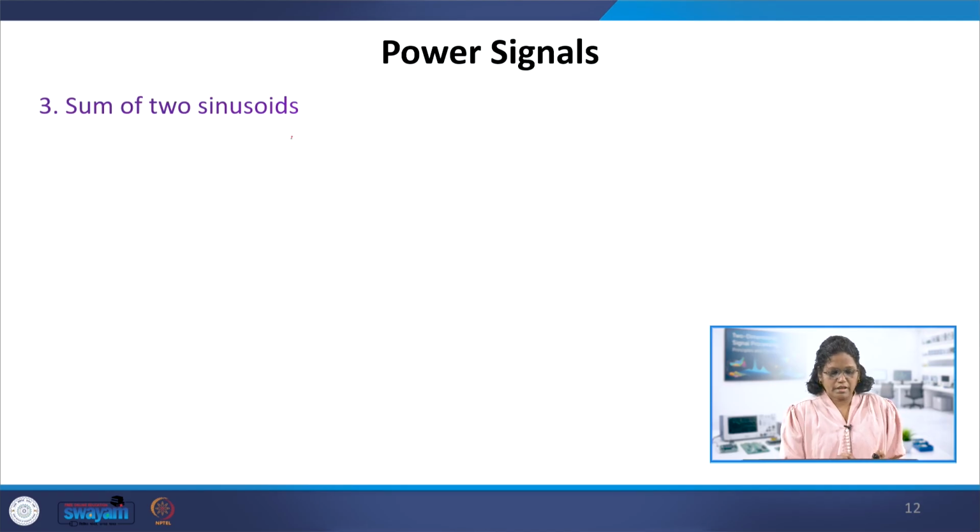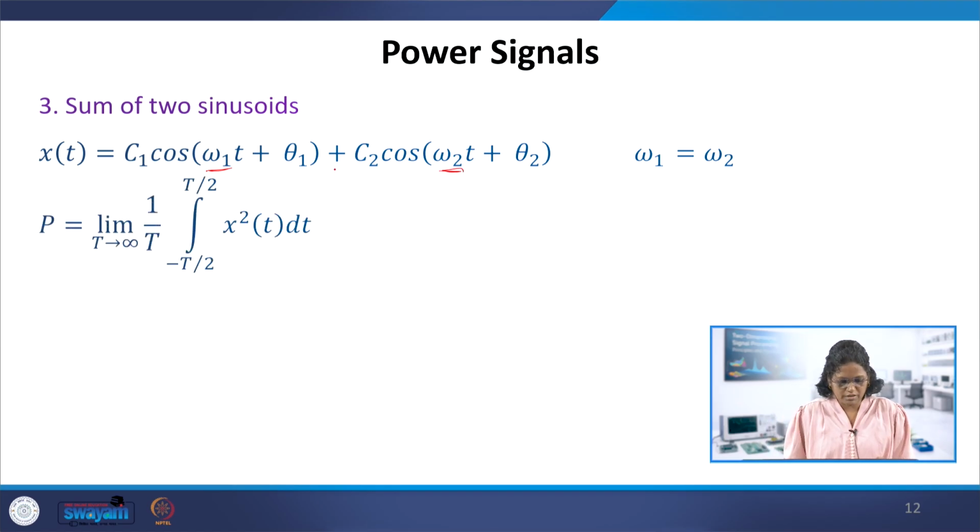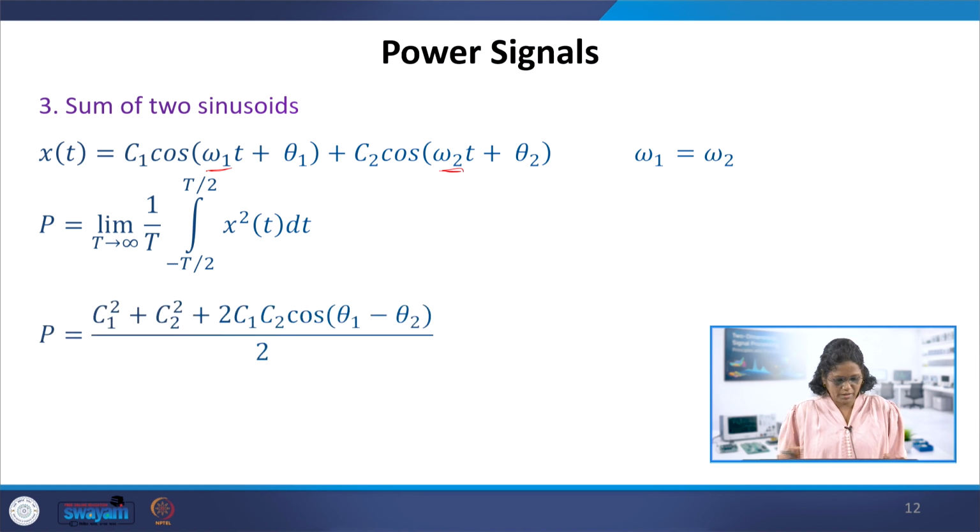So if we take another category, the sum of two sinusoids in which omega 1 and omega 2 are equal. That means two of them have the same frequencies. Okay, so C1 and C2 will have different amplitudes, and we add them together. So in that case theta 1 and theta 2 are also different initial phases, but the frequency is the same. Okay, so in that case, if we find the power, still it is periodic.